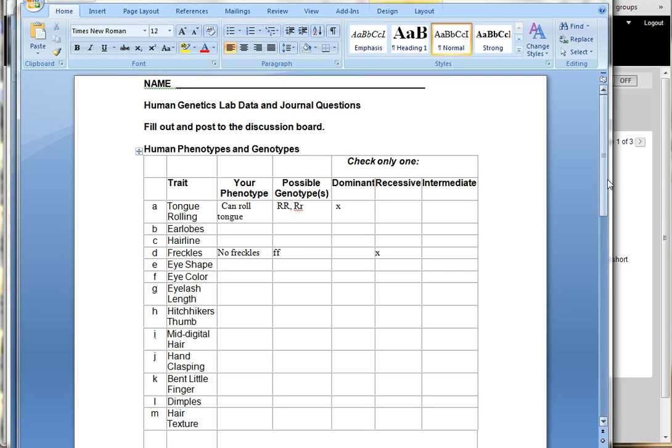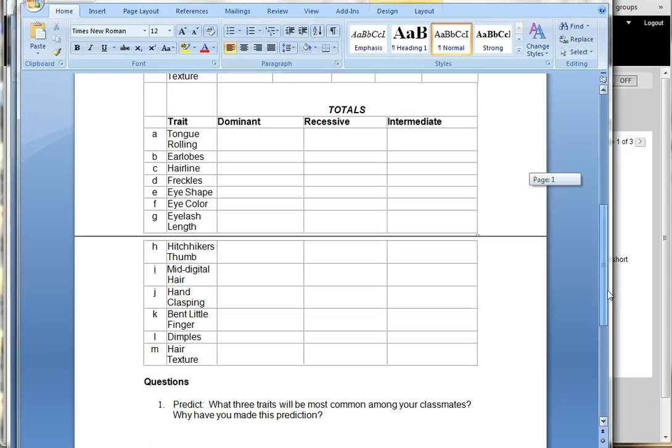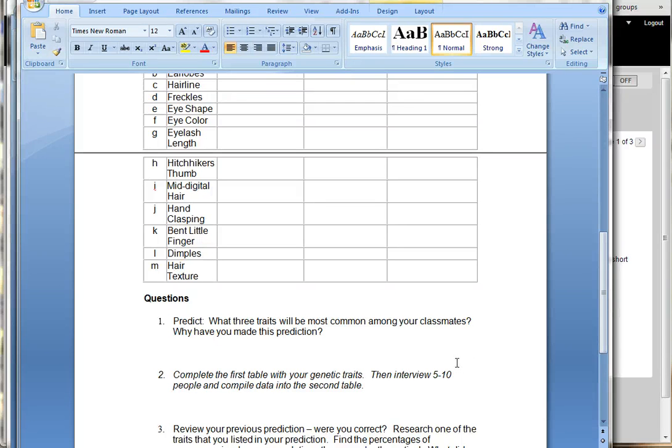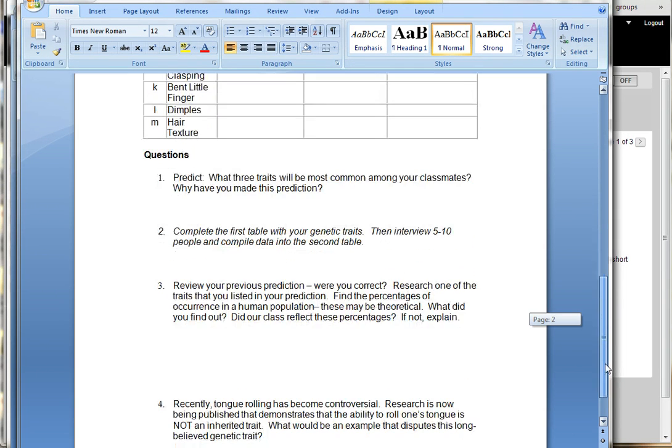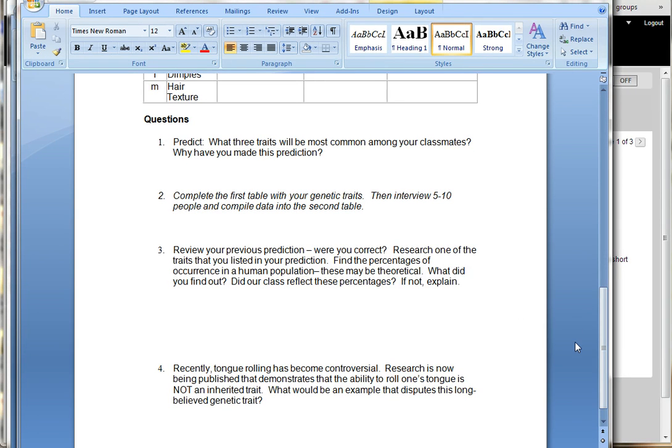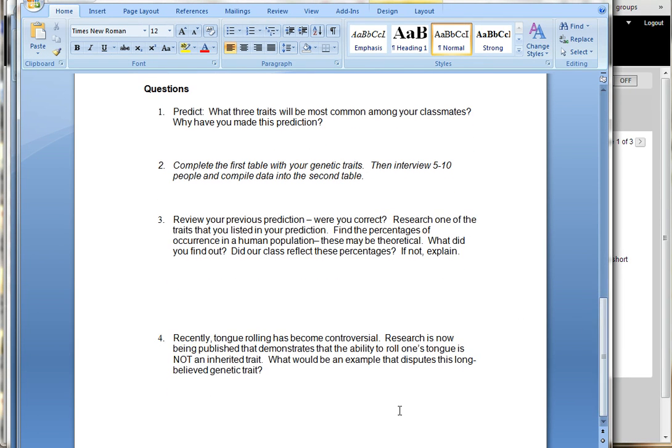All right, so then you're going to go down and survey about 10 people, and figure out what their traits are for each of those things. But before you do it, predict which 3 traits are going to be the most common. You might be surprised, actually. It turns out sometimes the dominant trait isn't the most common. And so you interview 5 to 10 people, fill it out, and note whether you were correct, and then write about how tongue rolling has become controversial. Research why, and how you could demonstrate that it's controversial.